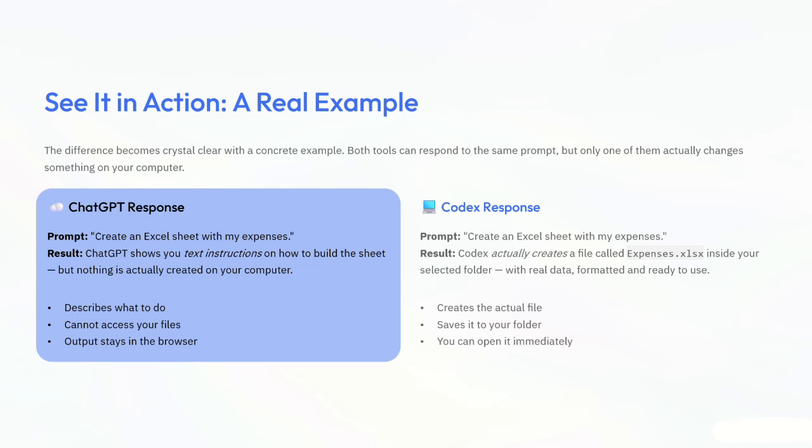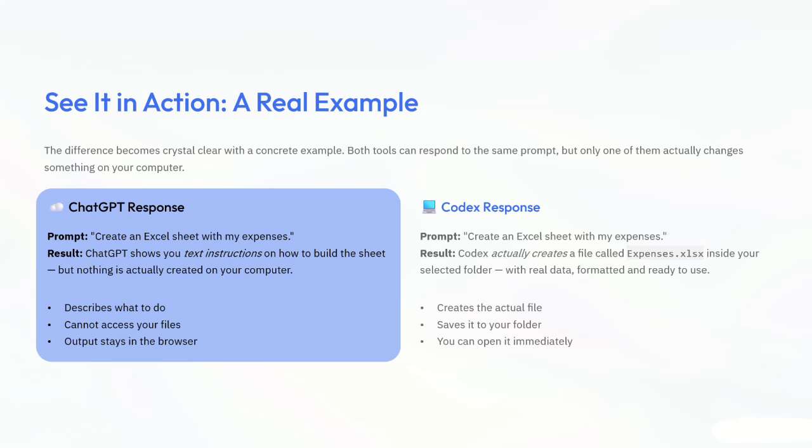Let's go ahead. Now let's take a real-life example, a simple example, to get a better understanding. Imagine you ask both tools, let's say, create an Excel sheet for my expenses. If you ask ChatGPT, it will explain how to make the spreadsheet. It may even provide sample data or formulas, but it cannot create the actual file on your computer. But now ask the same question to Codex. Codex immediately creates a real Excel file named, let's say, expense.xlsx, something like this. Formats it properly, adds the required data, and saves it inside your selected folder.